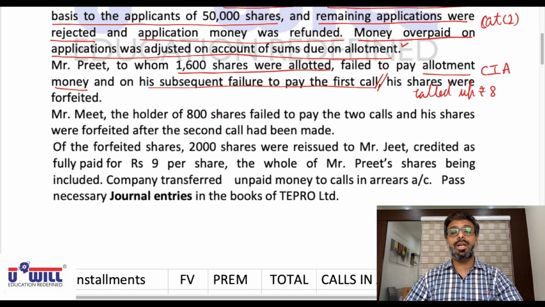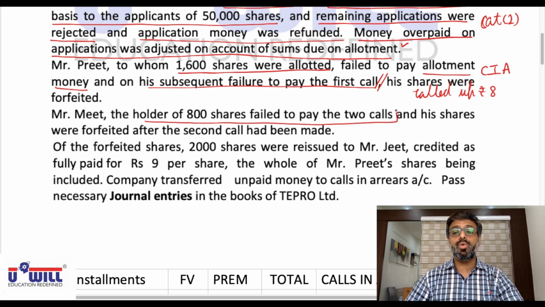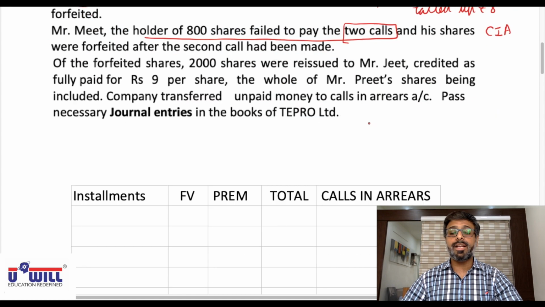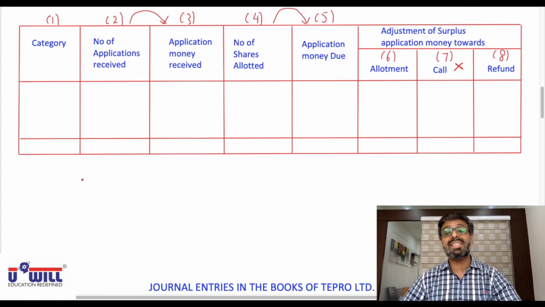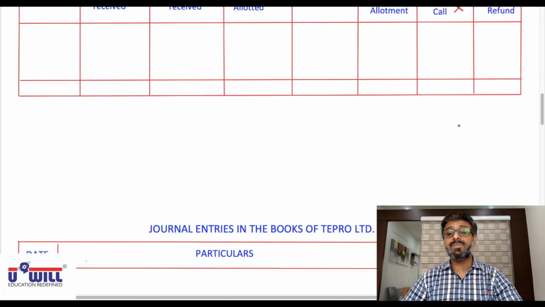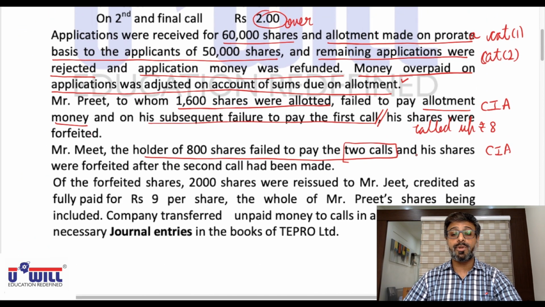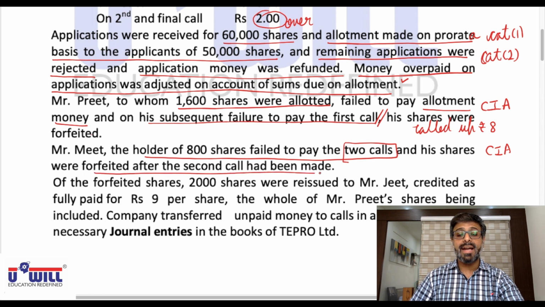Mr. Meet, the holder of 800 shares, failed to pay the two calls. Means he has not paid first call and final call. So Meet will not come in this surplus calculation because our adjustment won't go up till call. You all must be able to understand this from past lectures now. And his shares were forfeited after the second call had been made.